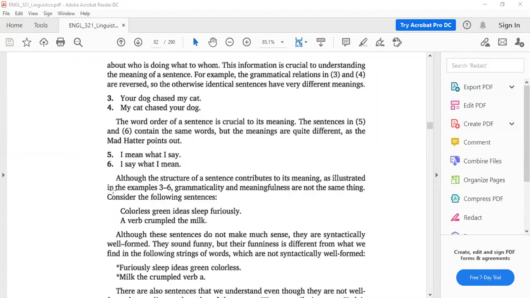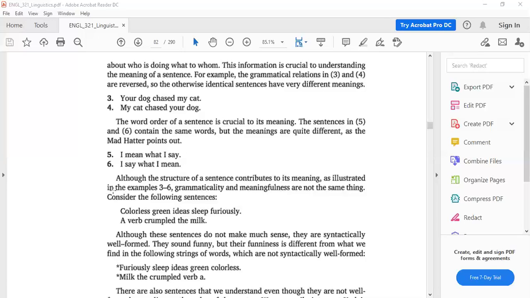Why do 5 and 6 have different meanings? Because the word order is different. Excellent, because of the different word order. So this is different from 1 and 2. 1 is grammatical because it conforms to the rules of syntax. 2 is ungrammatical because it does not conform to the rules of syntax. 5 and 6 both are grammatical, but they are different in meaning because the word order is different.